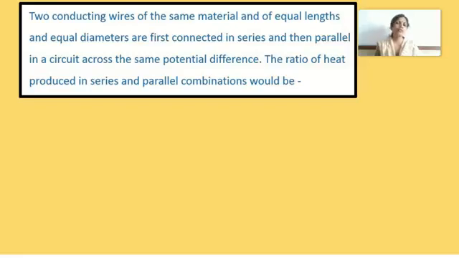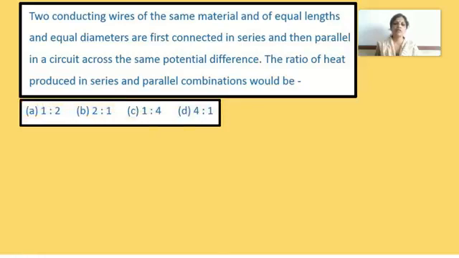The moment you read this word heat produced, the formula should quickly come in your mind. H is equal to I square RT. And then later on we can work on the sum. For this also options are given. The ratio would be 4 options. You have to select the correct option. So let's start one by one.